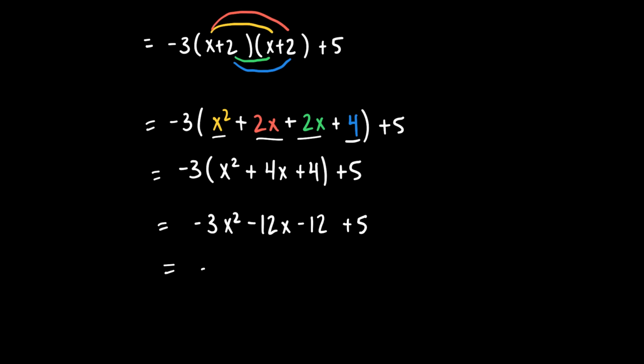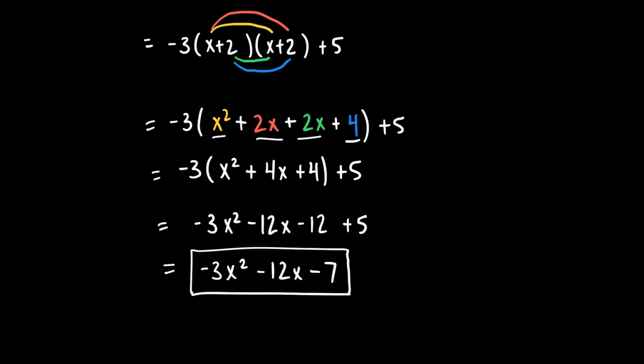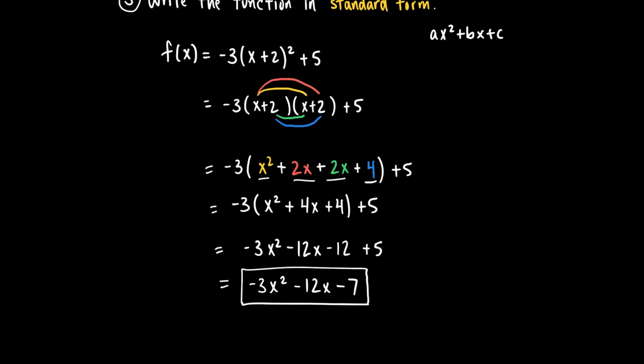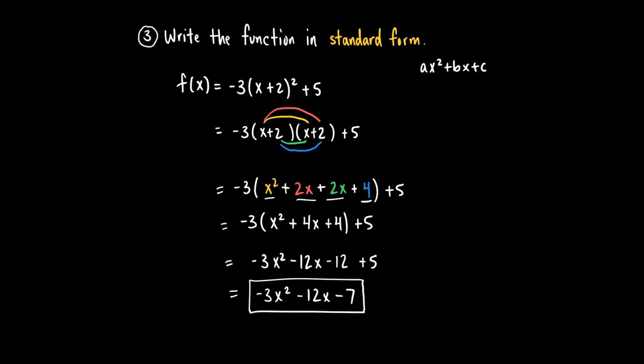And then from here, we've just got negative 3x squared minus 12x, and then negative 12 plus 5 would be negative 7. So this right here is the exact same as this right here. They're just written in different forms. This one's called vertex form. This right here is called standard form, which is just the ax squared plus bx plus c.